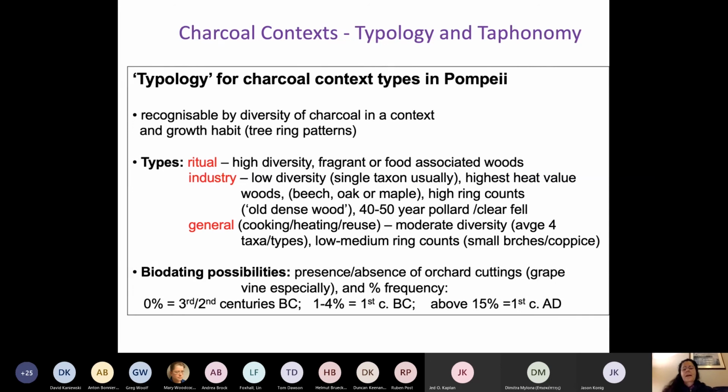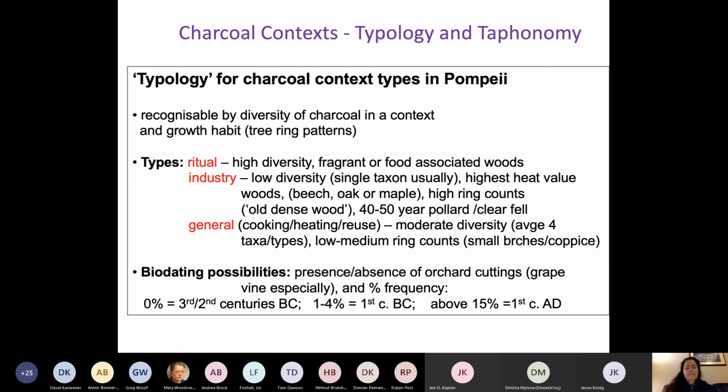Industrial deposits will have a very low diversity of wood and very high heat value woods. And general deposits, where we can't really tell what they are, they could be cooking, heating, reuse, you'll get a moderate diversity, and the form of small branches, coppice. One of the things in Pompeii that I see is that you know roughly what the wood is. You will be able to predict roughly what century it might come from.